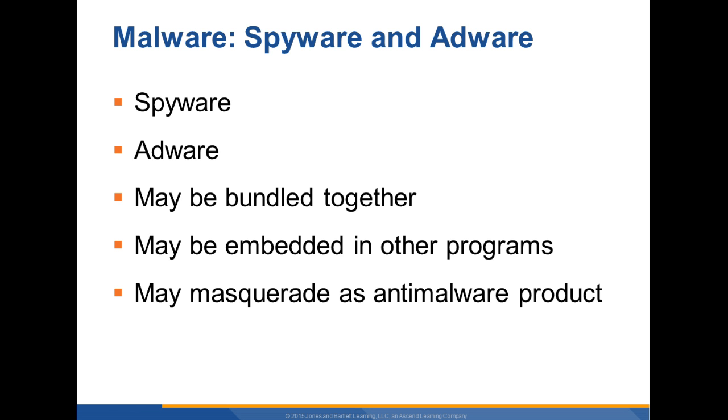Spyware and adware. Spyware monitors and records user activities like keylogging software, and transmits information back to the originating author. Adware is similar to spyware, delivering advertising through pop-ups, email, or browser redirection. They may be bundled together, or they may be embedded in other programs. They may masquerade as anti-malware products. Examples would be Bonzi Buddy, Gator Gain, Adware, and AdVirus 2008.